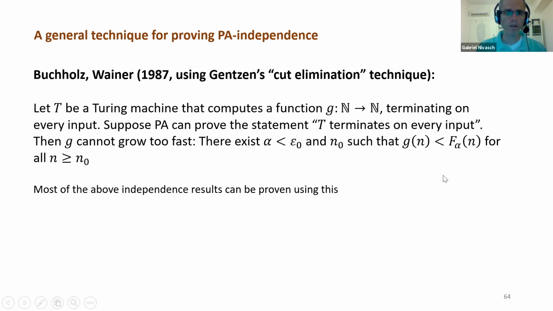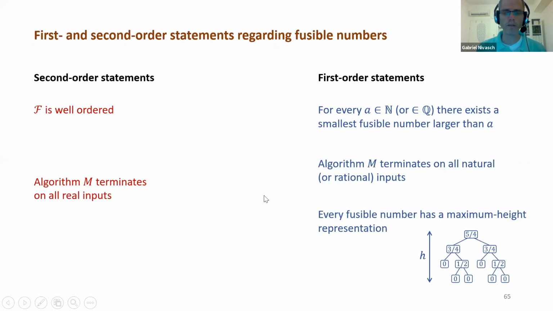Okay, so basically, almost all of the above independent results can be proved by using this, because in all those cases, if you calculate the function, it grows like f epsilon 0. And that means that Peano arithmetic cannot prove the relevant thing. Okay, so let's get back to fusible numbers.